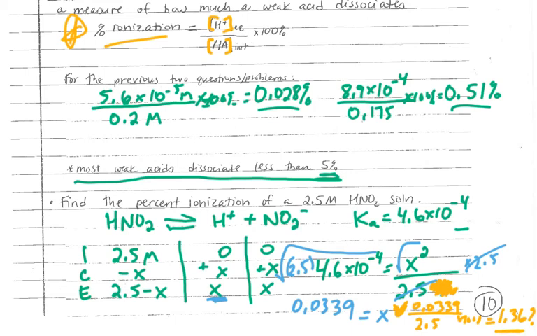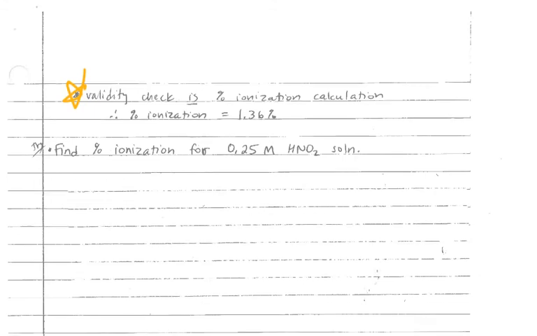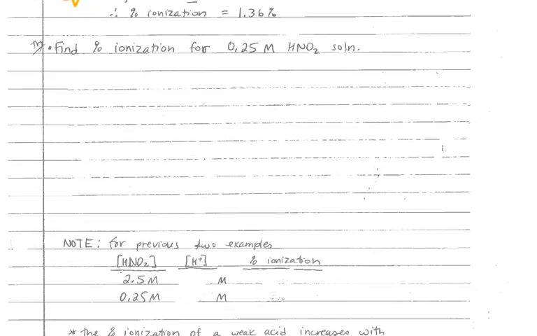So we're actually done with the problem. Just in checking that X approximation technique, we also simultaneously calculated the percent ionization, which in this case was 1.36%. All right, so the moral of the story is that when you do that validity check, that is the calculation of the percent ionization. So in this problem, it was 1.36%. So here's a problem for you to try, and I will do it simultaneously, but feel free to pause.